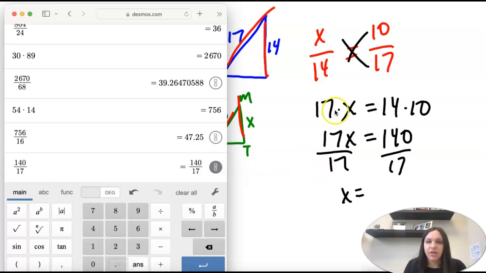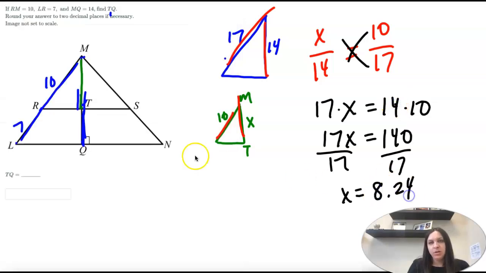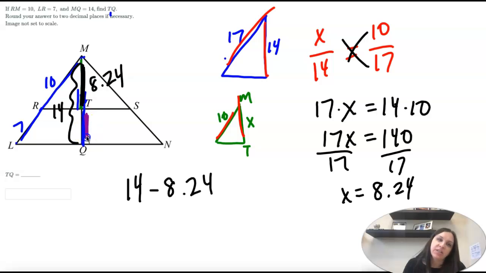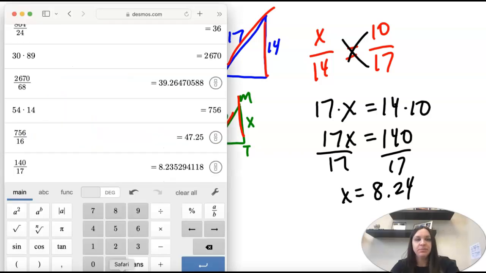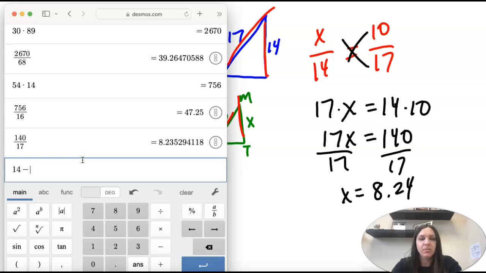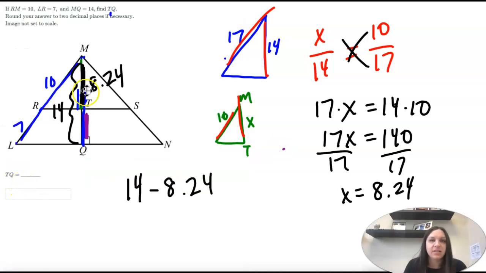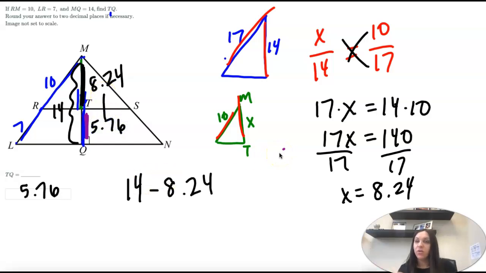And I'm going to leave it as a fraction. Ooh, maybe not. 8.24. So I just found this is 8.24. But if the whole thing is 14, I'm going to take 14 minus 8.24 to get this little section right here. So 14 minus my last answer is 5.76. So this little section is 5.76. If I add these together, I'll get the full 14.